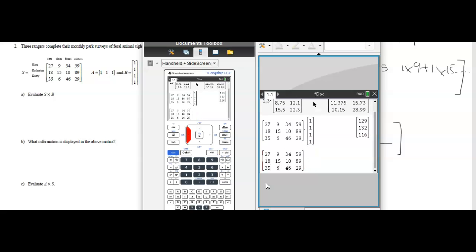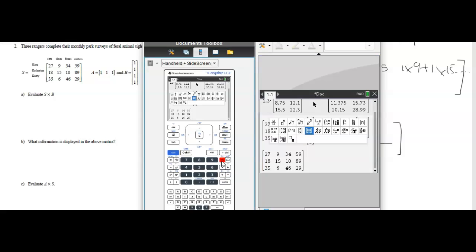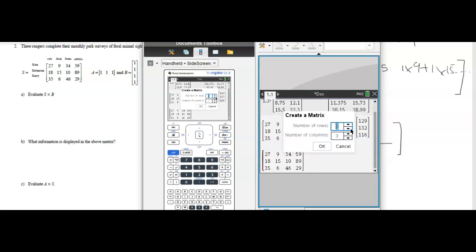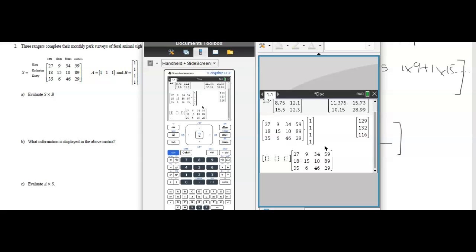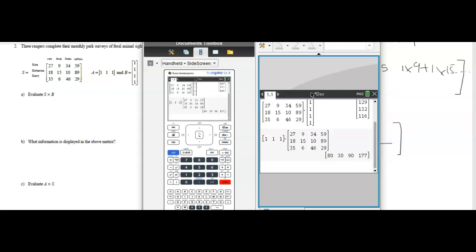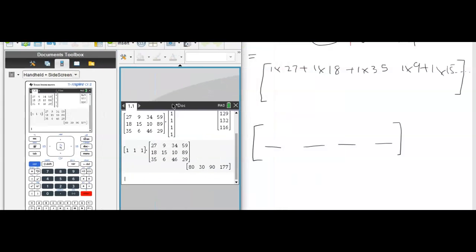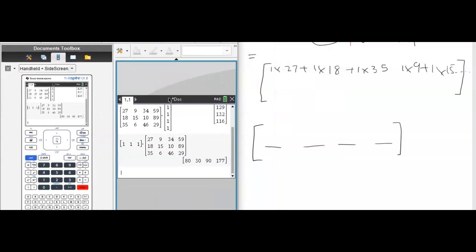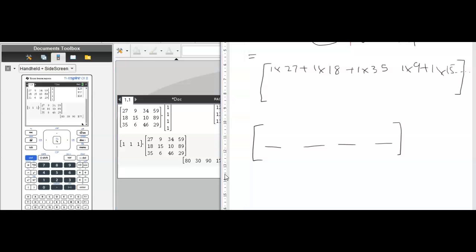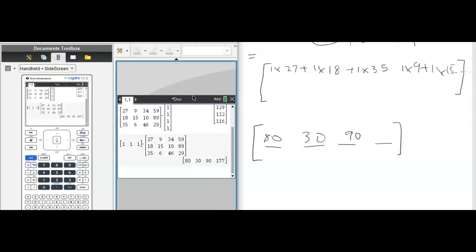That is why before your column matrix was at the end, but this time our row matrix is at the start. So number of rows is 1 and 3 columns, and it's 1 times 1, 1, 1, 1. And there are your numbers. So we've got 80, 30, 90, and what was the last one? 170, I think, 177.